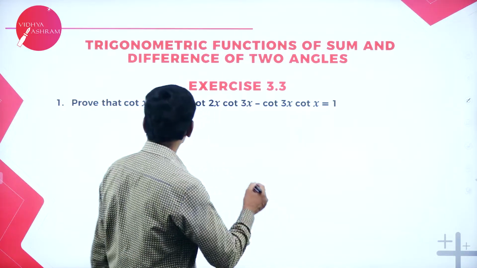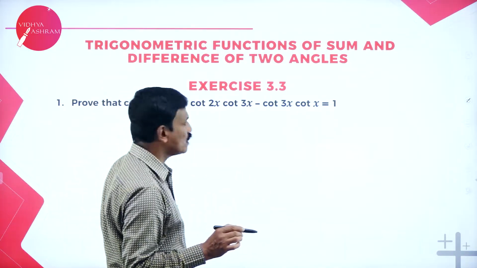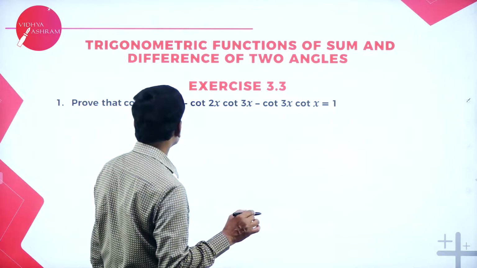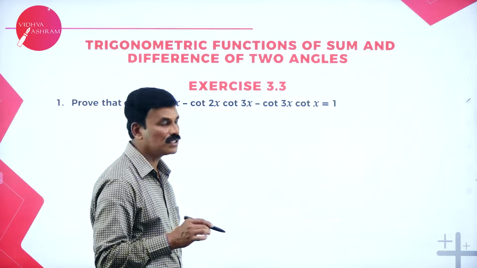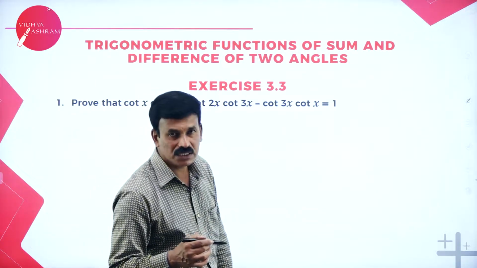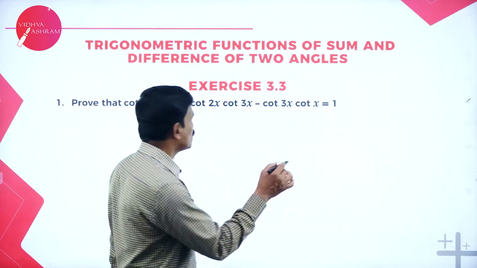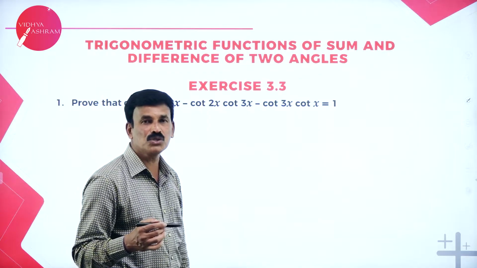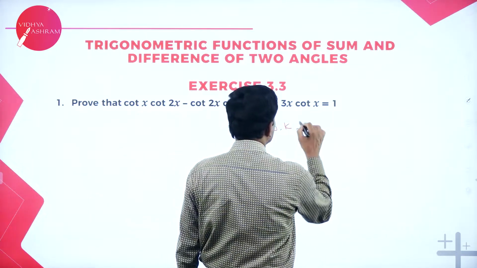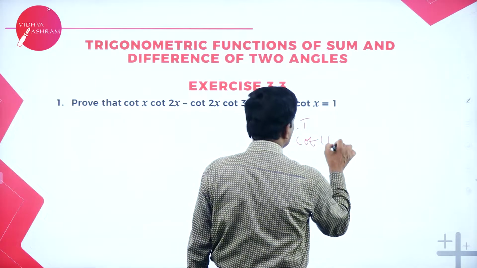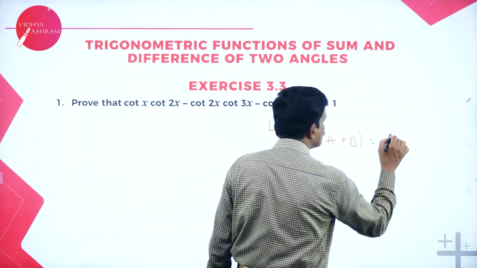The first problem is to prove that cot x cot 2x minus cot 2x cot 3x minus cot 3x cot x is equal to 1. Now, how to prove this? Since all the terms are in terms of cot, we can make use of the formula, that is, we know the cot A plus B formula. So, using this we can solve the problem.